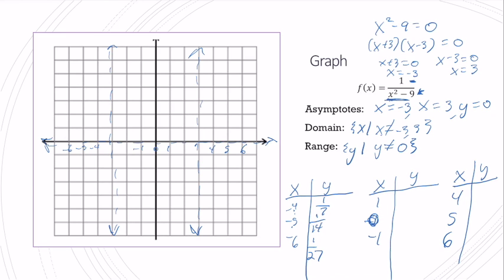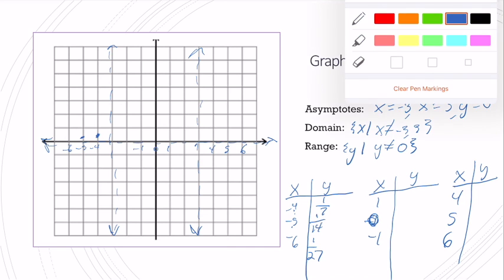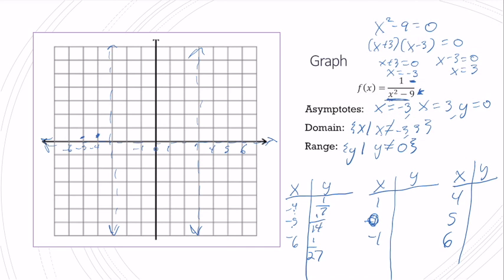So when x is negative 4, y is 1/7. And that's a positive 1/7, by the way. Does that look like a 7th? I think so. When x is negative 5, y is 1/16. And when x is negative 6, y is 1/27. That's really tiny. So my graph is going to do this. It's going to get really, really close to the asymptote, but never cross it.